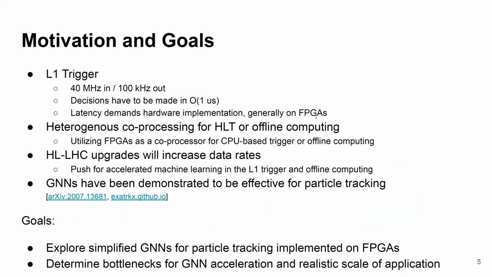And there's also demand for FPGAs in co-processing at the high-level trigger and for offline computing that would decrease the time to physics analysis. On top of all that, with the high luminosity LHC upgrades, these data rates are going to increase. So there's been a push for accelerated machine learning in the L1 trigger as well as for offline computing. And GNNs in particular, graph neural networks, have been demonstrated effective for particle tracking. So we have explored simplified GNNs for particle tracking to be implemented on FPGAs. And we've determined and are continuing to determine bottlenecks for GNN acceleration and a realistic scale of application on FPGAs.